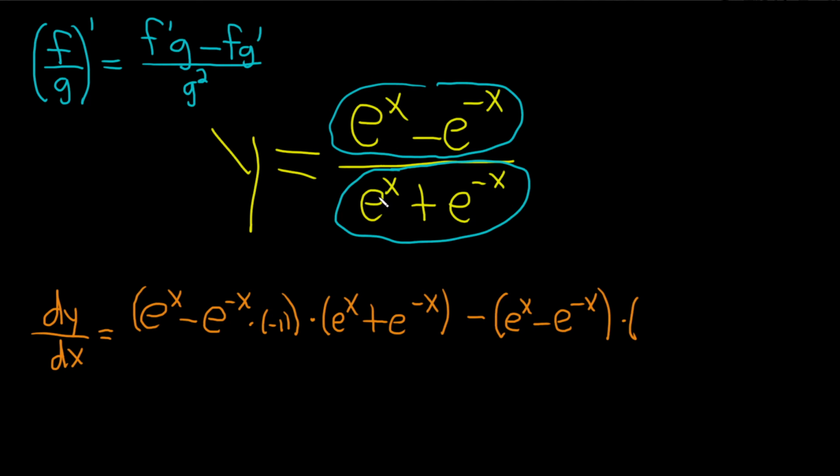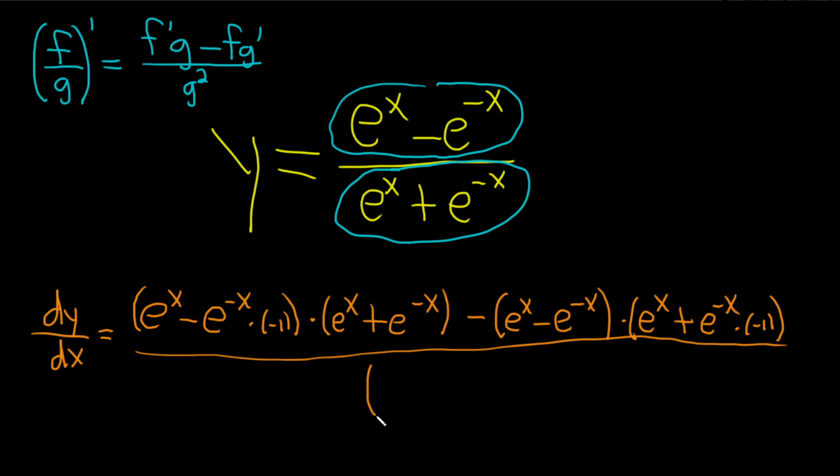So the derivative of e^x is e^x, plus, and then the derivative of e^(-x) is e^(-x), and then chain rule, times the derivative of the inside, so negative 1. And all of this huge mess is being divided by e^x plus e^(-x), and it's squared.